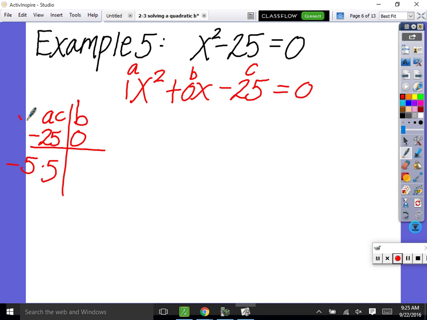Okay, well that works because it is negative 25. And then negative 5 plus 5 is 0. Is anyone lost? Drop and break. So let's finish this one off a little bit quicker.